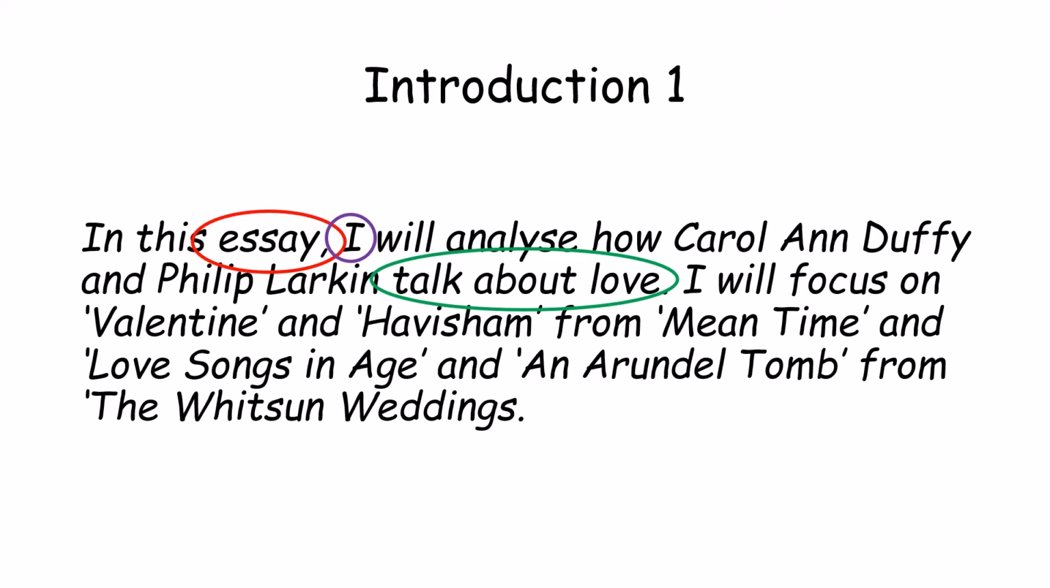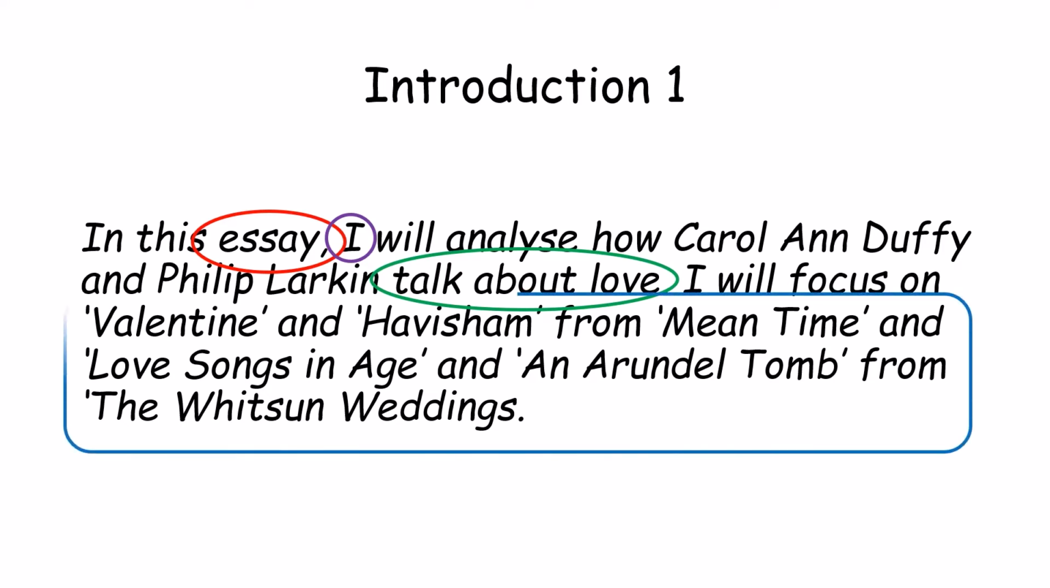The next part says, "I will focus on Valentine and Havisham from Mean Time and Love Songs in Age and An Arundel Tomb from The Whitsun Weddings." This is signposting the argument, so I can see that in this essay, yes, you're going to cover Valentine and Havisham and Love Songs in Age and An Arundel Tomb. However, from this introduction, I have no idea whether or not you have read these poems at all. There's no engagement with what these poems seem to be suggesting, or how they're similar, or how they're different. There's no simple introduction to these poems showing how they reveal certain aspects of love. It just simply states that these are going to be the ones that we come across in the essay.